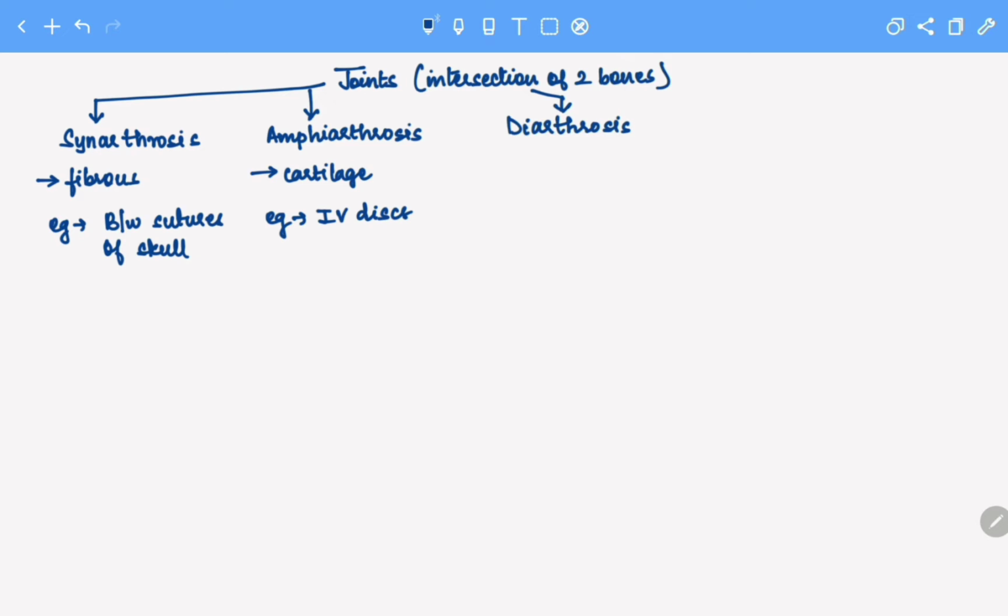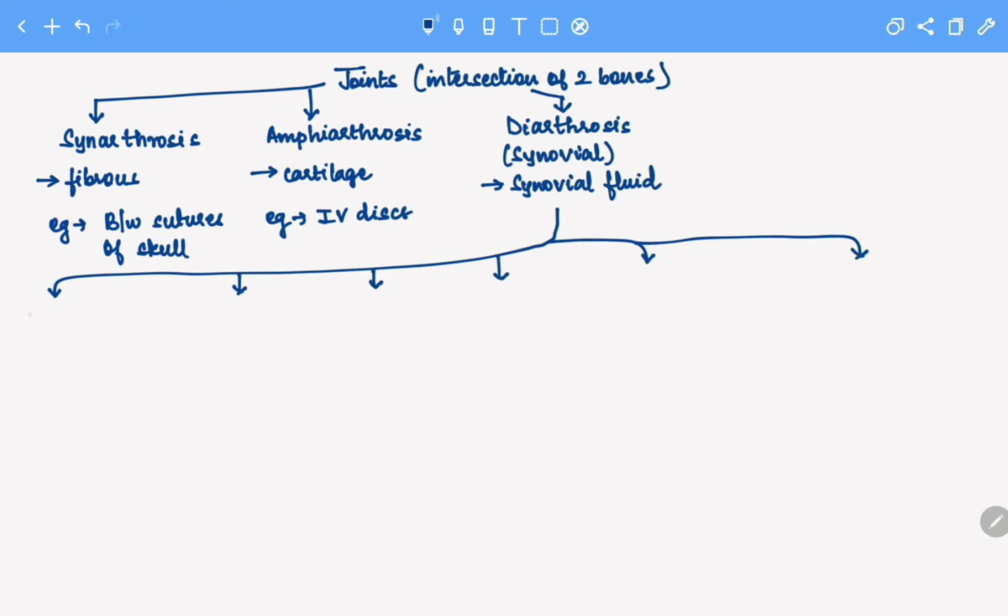Next we have Diarthrosis, which is the main focus of today's video. So Diarthrosis are also known as synovial joints. They are known as synovial joints because the material between the two bones is synovial fluid. So here we write synovial fluid. Now diarthrosis can further be classified into 6 types of joints. So let's discuss the 6 types of diarthrosis.